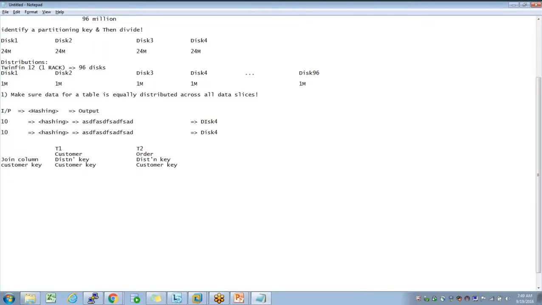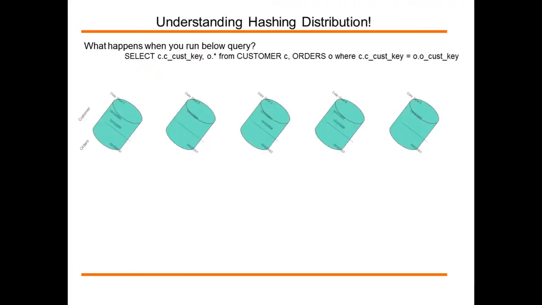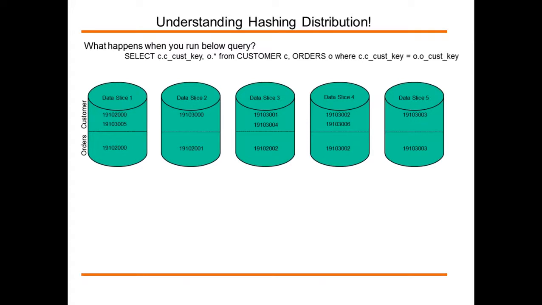And when you run that query, these are the three properties of that query. Join column is customer key. Table 1's distribution key is also customer key. Table 2's distribution key is also customer key. When you have all three matching, on the same data, it's equivalent to doing the join within the disk itself. See what is happening here?